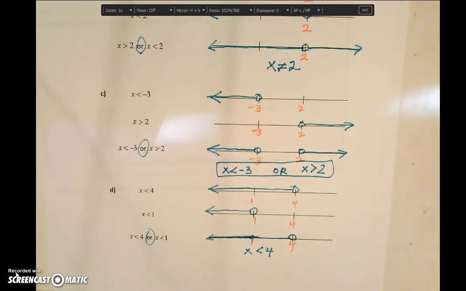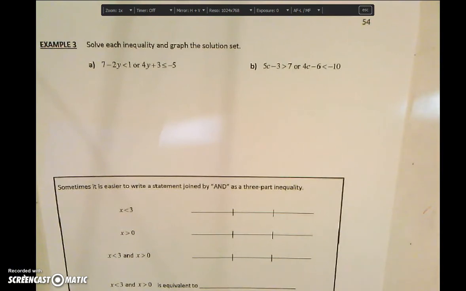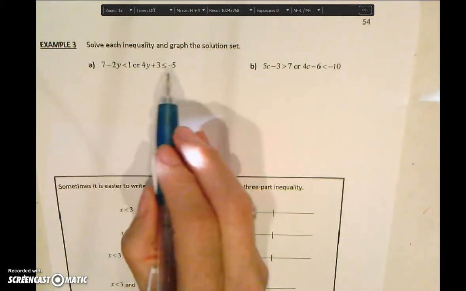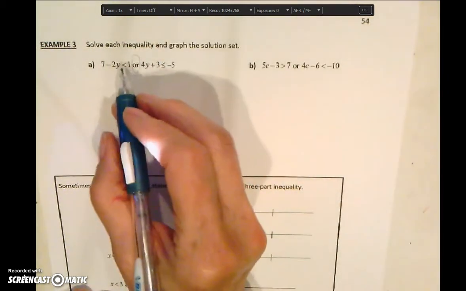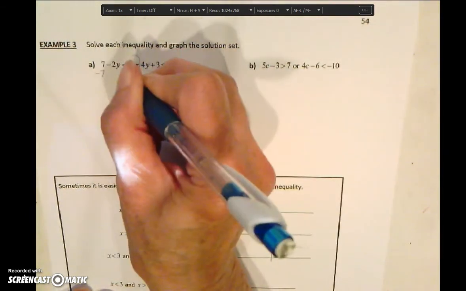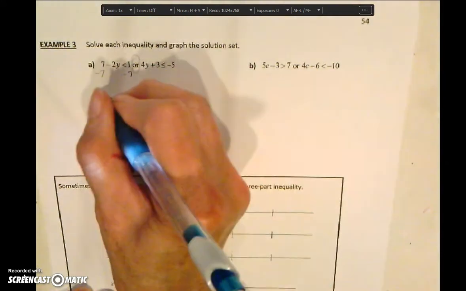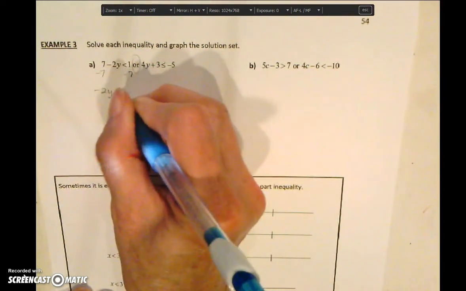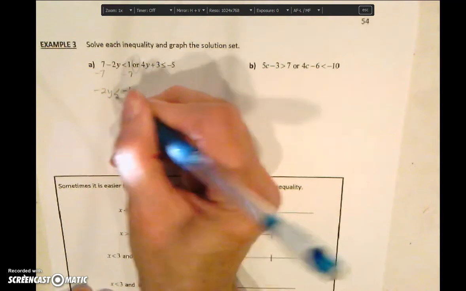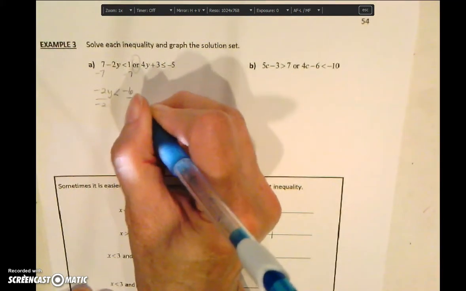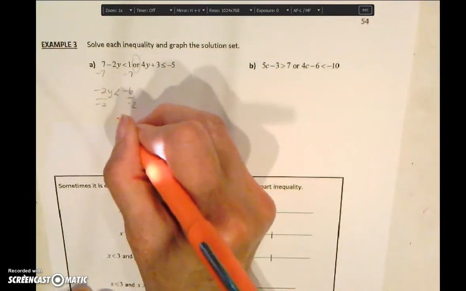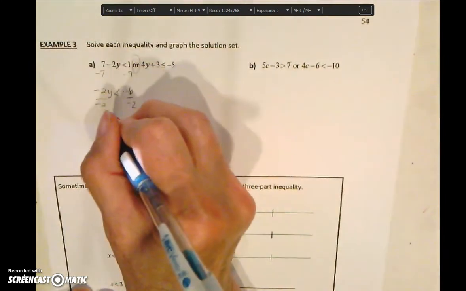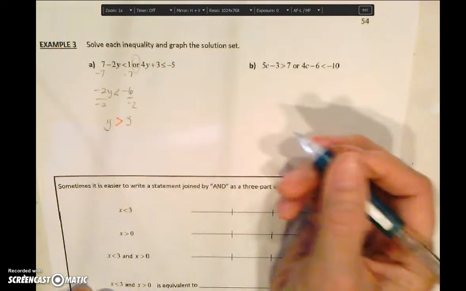Now we're going to flip over and do one more example. All right, so this time our inequalities are a little more complicated, but there is the word or in the middle, which I see. So what I'm going to do then is I need to simplify this inequality. So I'm going to begin by subtracting 7 from both sides, and that's going to leave me with negative 2y is less than 1 minus 7, which is negative 6. I'm going to divide both sides by negative 2, and what happens when you divide by a negative? It's going to flip the inequality sign, and I get y is greater than 3.